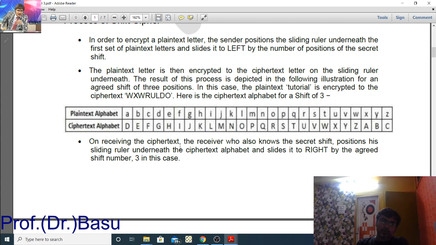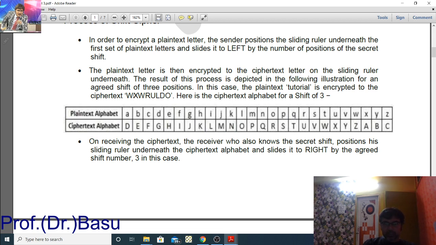To convert plain text into cipher text, see, A, B, C, D, these are the alphabets. So you can convert A to D, with a difference of 3. A plus 3 is D. Likewise, B plus 3 numerically gives you E. The difference between the plain text and the cipher text will be the same.